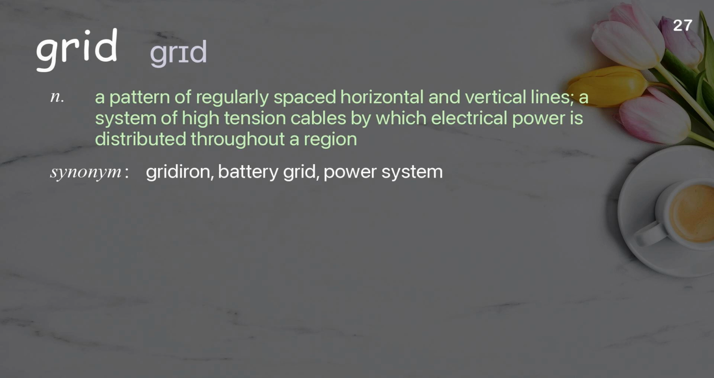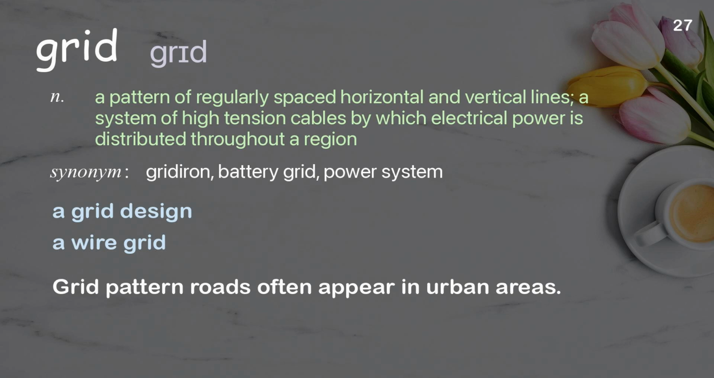Grid. A pattern of regularly spaced horizontal and vertical lines; a system of high-tension cables by which electrical power is distributed throughout a region. Examples: a grid design, a wire grid. Grid pattern roads often appear in urban areas.